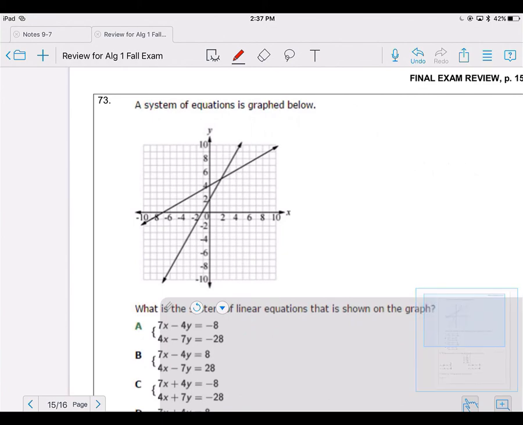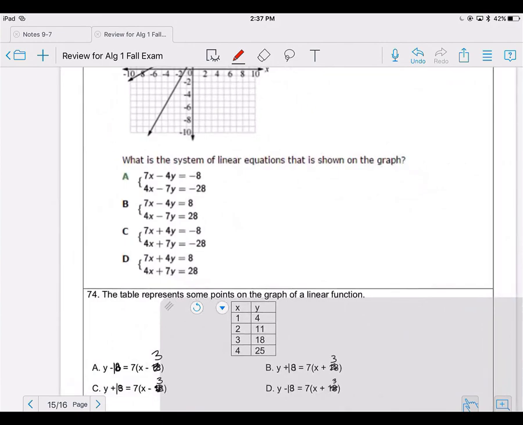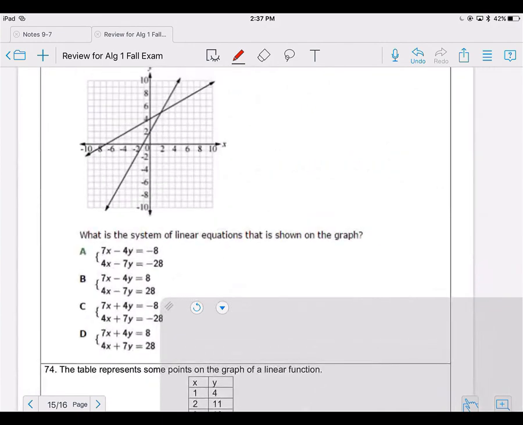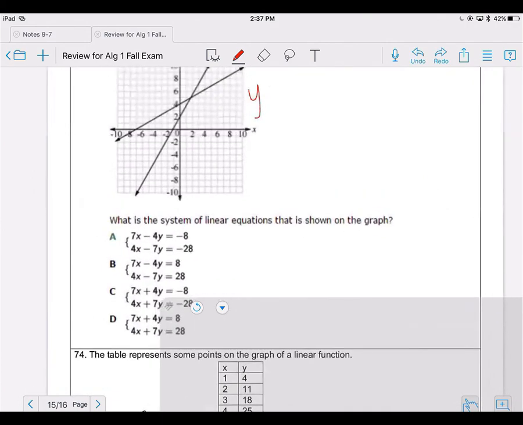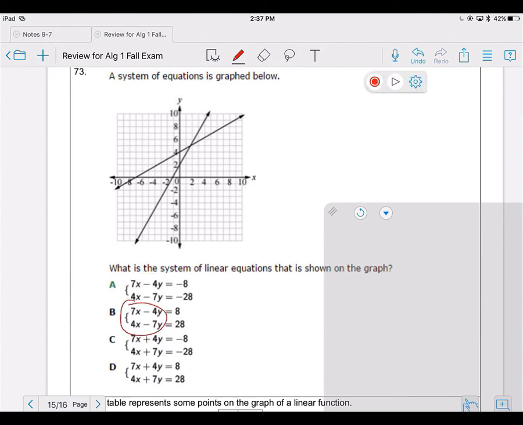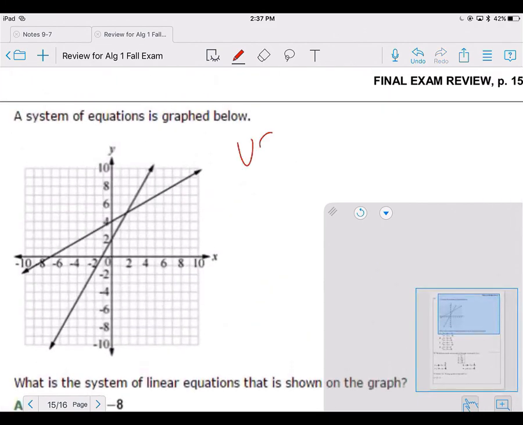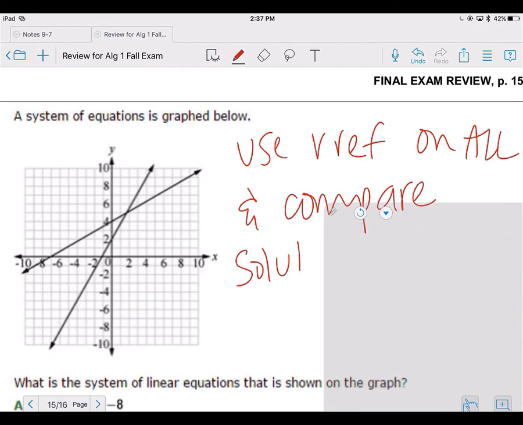73, we have a system being graphed below, and they ask which set is the system of equations that graphed that. Now, if you notice, we have graphing. In order to graph, we need these to be in y equals, and none of these are in y equals, which means we're going to have to solve all of them for y. Now, a better idea would be to use your matrices because these are all set up x, x, y, y equals answer. All of them are set up like that. So it would be better to use RREF on all of them and compare the solutions. So that's what we're going to do.